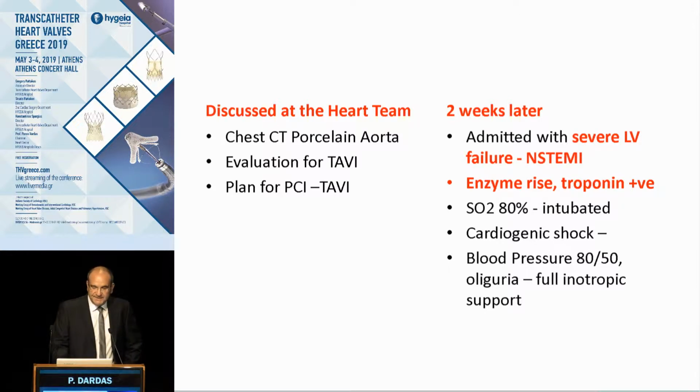Now, he was discussed at the heart team, and due to the comorbidities, we decided to evaluate him for PCI and TAVR in the same procedure. And by the time we were discussing all this, the patient came back with a non-STEMI, troponin positive, and he developed a full cardiogenic shock. He was intubated, a blood pressure of 80/50. He was oliguric and fully supported with inotropes.